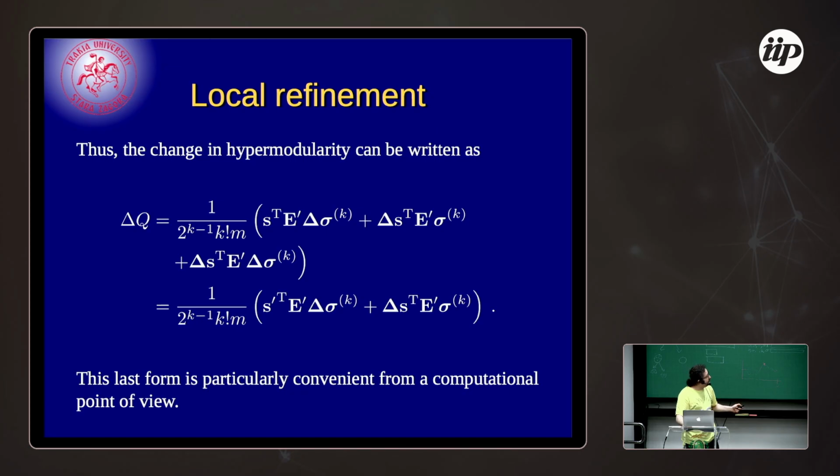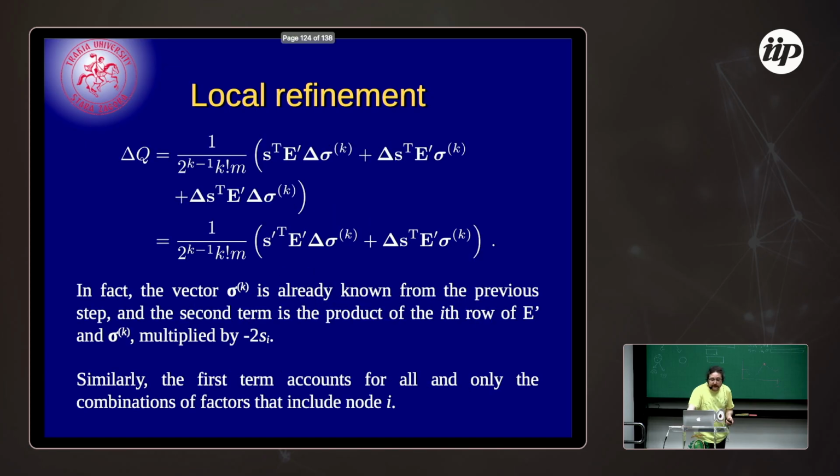And then we have here, it is S times C times delta sigma times E times sigma, and delta S times E times delta sigma. This plus this together, if you look at it, is like S plus delta S times E times delta sigma, which is S prime times E times delta sigma. So this tells you the change in hypermodularity, and it's very convenient.